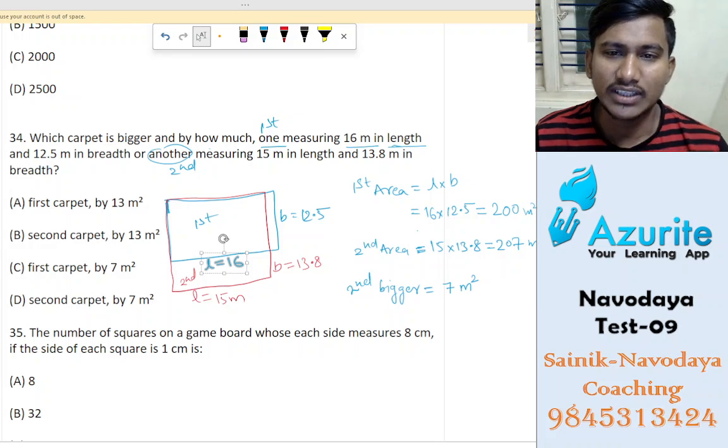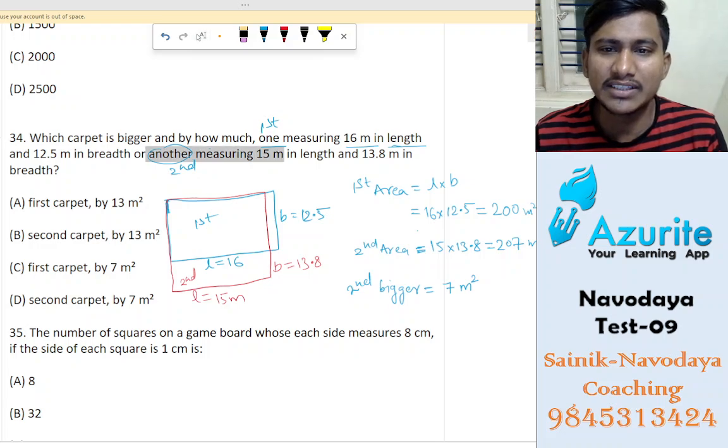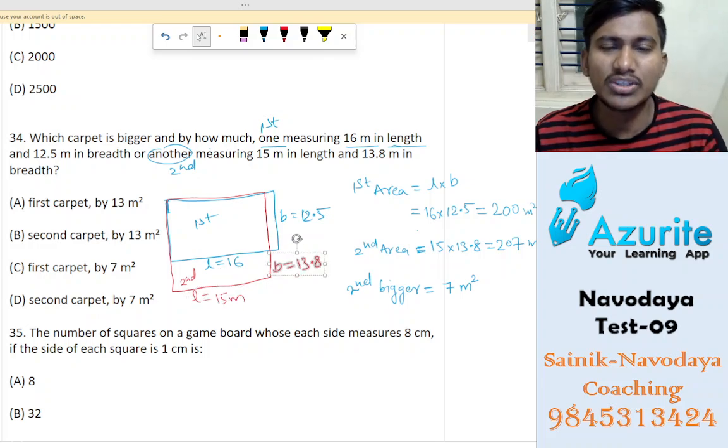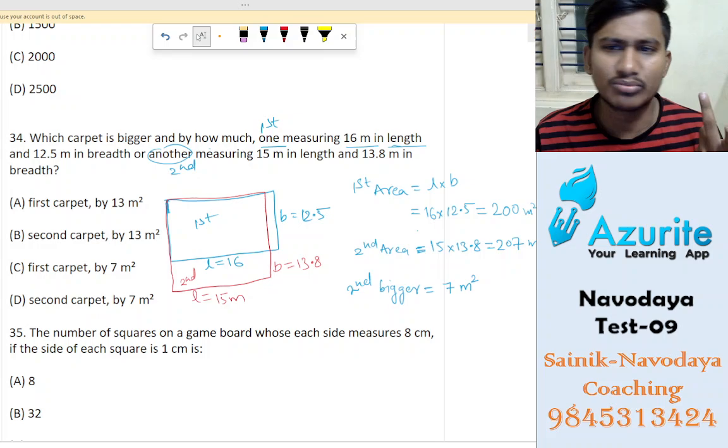Right? So next, another, means the second one, measures 15 meter in length and 13.8 meter in breadth. So another, the red one, length is how much? 15 meter. And then breadth is how much? Here breadth is 13.8 meter. So which one is bigger? Which one is bigger means we have to subtract, right?